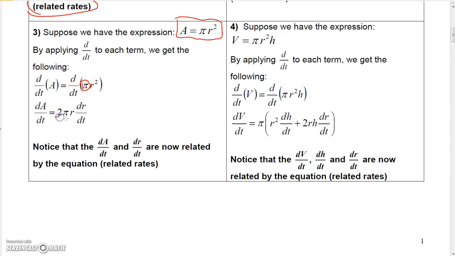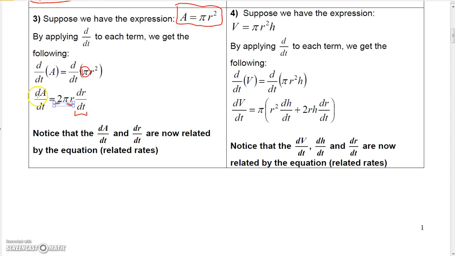It's 2r, right? But then remember, r is a function of t, so we have to multiply by the derivative of r with respect to t. So we have 2 pi r times dr over dt. Again, this relates the rate dA over dt with dr over dt. So you could think of this as the rate that the area is changing with respect to time, and this is the rate that the radius is changing with respect to time.